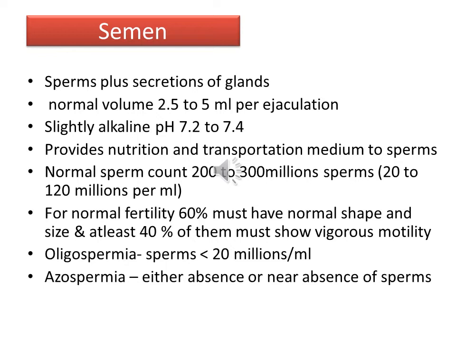Now there is one clinical condition known as oligospermia. In oligospermia, if the sperm count is less than 20 million per ml, it may lead to sterility. And one more clinical condition is known as azoospermia. In azoospermia, there is either absence or near absence of sperm, so obviously it will also lead to sterility. Right? So this is the composition of semen.